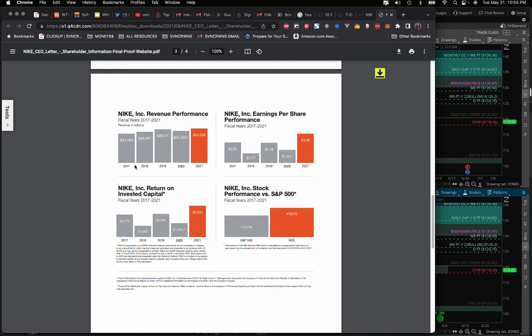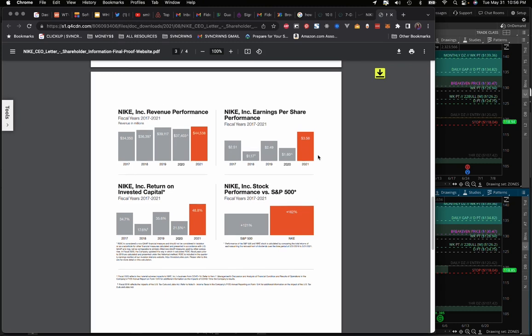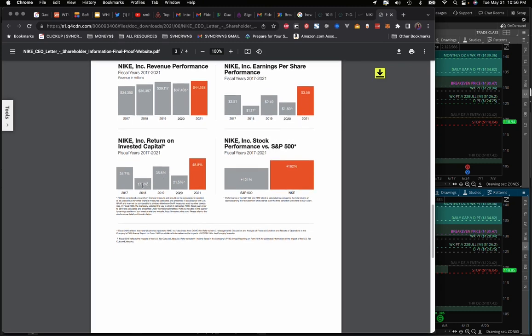Here we go. This is important. Revenue performance. So 2021, we did amazing, right? That's pretty good. This is millions too. Look at the earnings per share. Everybody took a hit in 2020, but they didn't do too bad. They still did better than 2018, so that was pretty phenomenal. A lot of companies lost money here. And then look at the growth that happened in 2021. That's amazing.